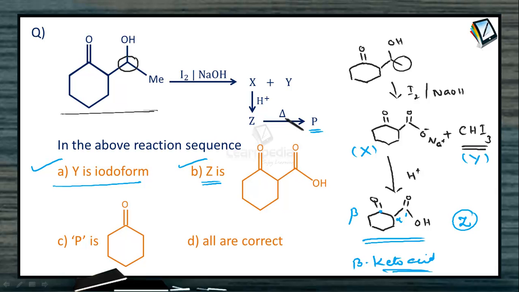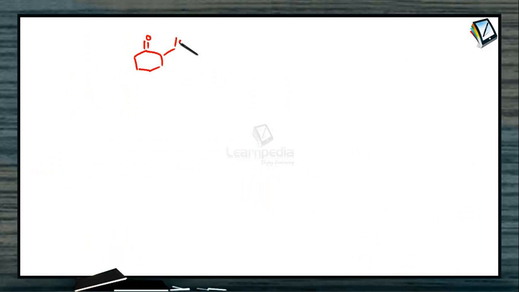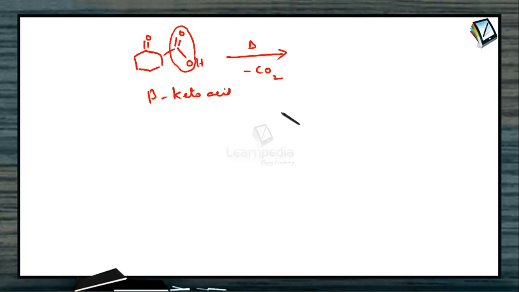Right, so Z is heated. That is, the beta keto acid is subjected to heating. And you know that when beta keto acids are heated, elimination of carbon dioxide takes place. So this part, CO2, is eliminated, and this H will go to this place. In other words, cyclohexanone is formed. So the final product of the reaction, P, is nothing but cyclohexanone.